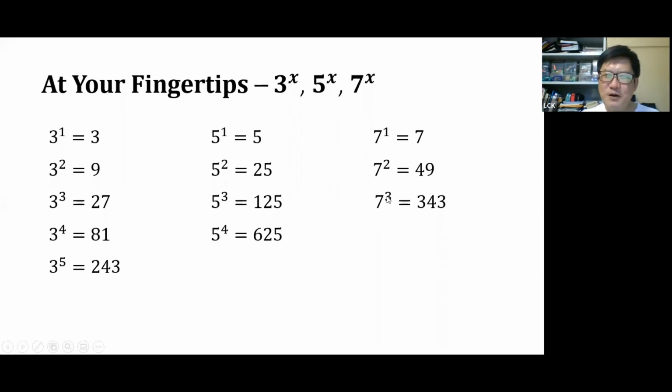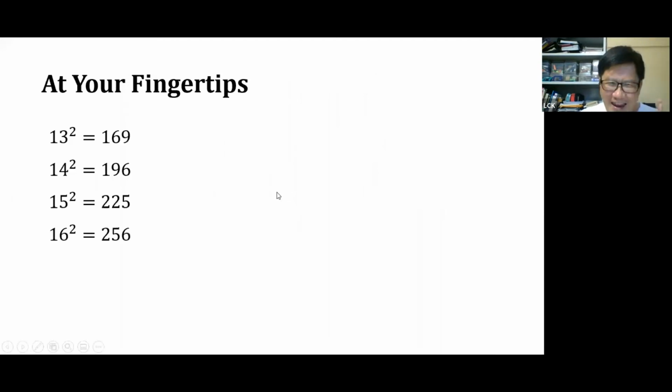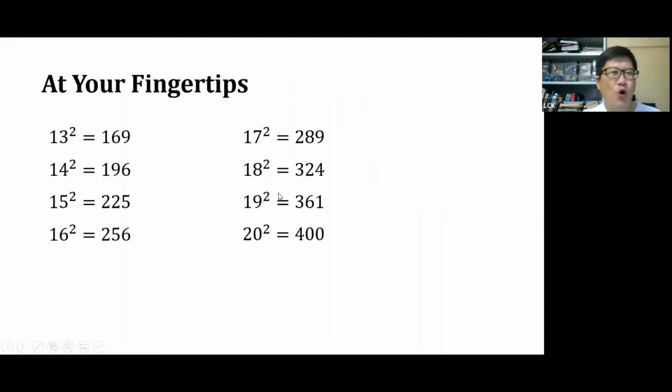7 to the power of 3 is 343, 7 to the power of 4 is 2401. Now, did I memorize this? I didn't. I got all this by doing lots and lots of questions. And last one, at your fingertips, know these: 13 to the power of 2, 14 to the power of 2, 15 to the power of 2, up to 20 to the power of 2. It will come in useful. Believe me, you will thank me.